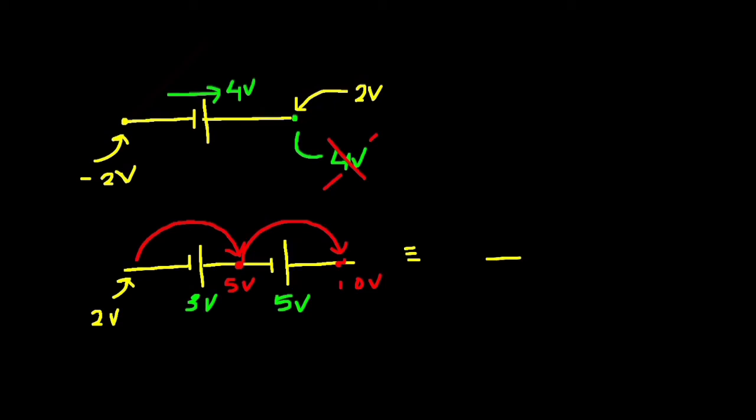Let's try to figure out the equivalent of this combination. You need a battery that could up the voltage from 2 volts to 10 volts. Therefore, we must use an 8 volt battery. Now it's clear why we add the EMF of batteries when they are in the same order.